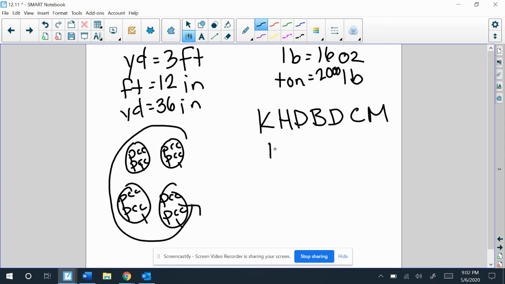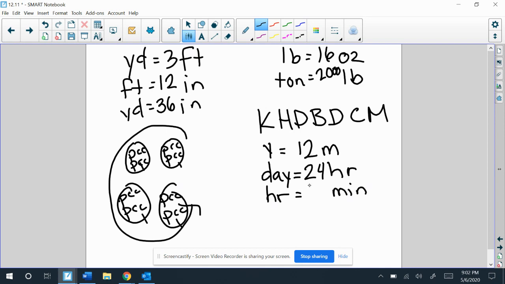So for 1 year, there were 12 months. For 1 day, there were how many hours? 24. For 1 hour, there were how many minutes? 60. And for 1 minute, there were how many seconds? 60. We also needed to know that in 1 week, there are how many days?